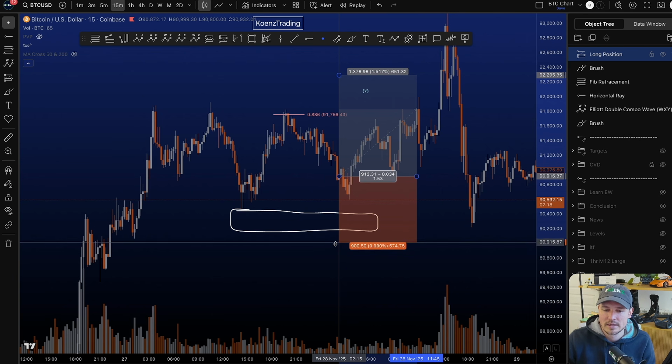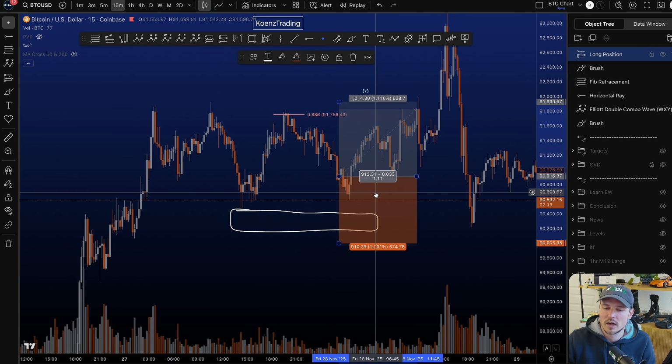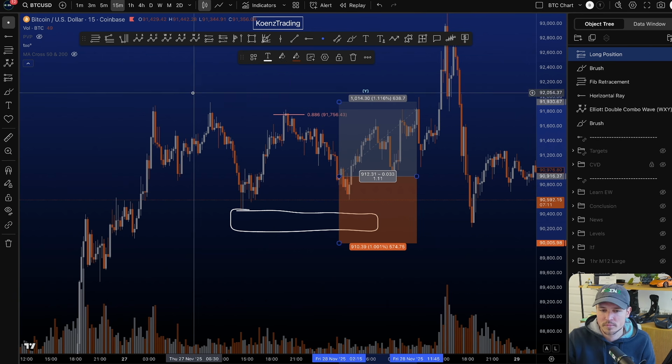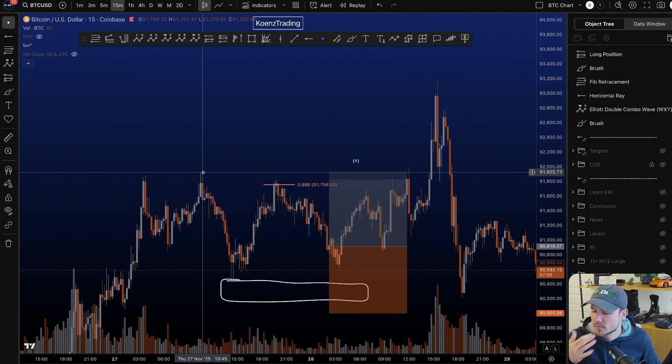We can have the stop just a bit further away, below this range over here. Minimum target is the high, 1 to 1. Minimum to take out the high. And of course, we expect price to take out the high, preferably with an impulse.